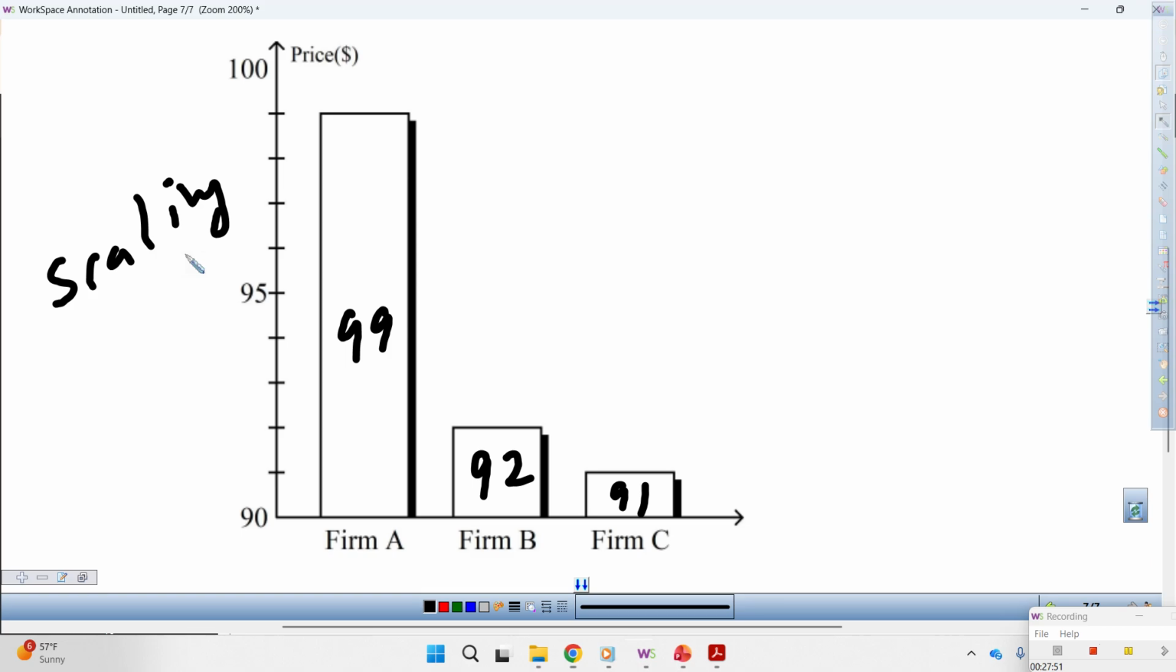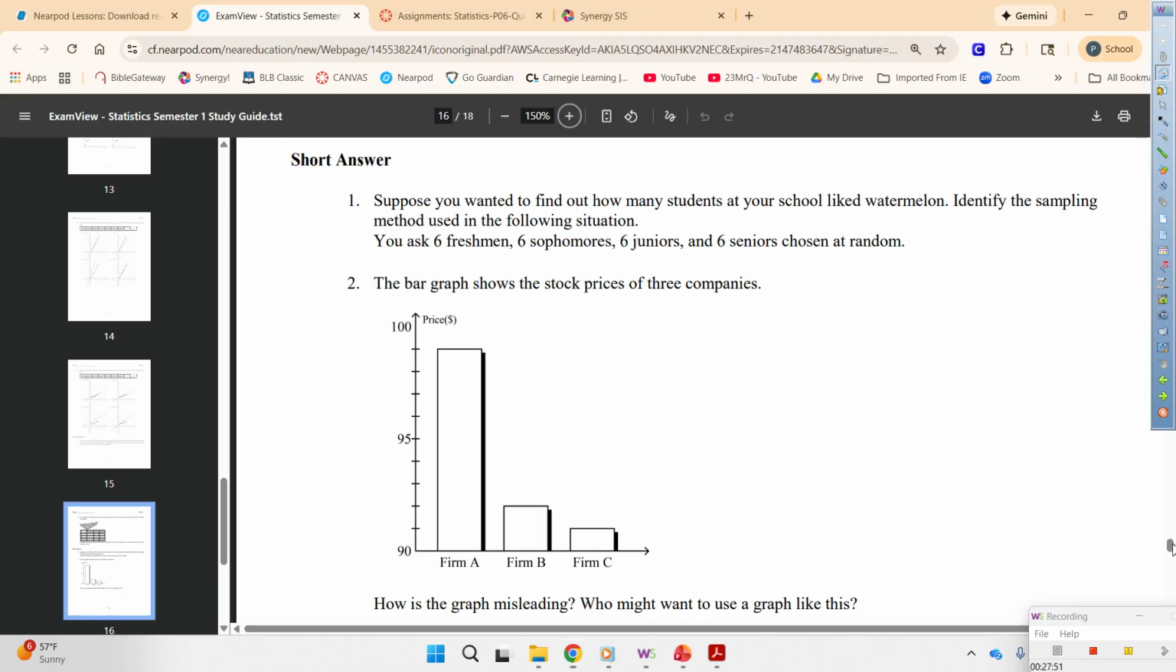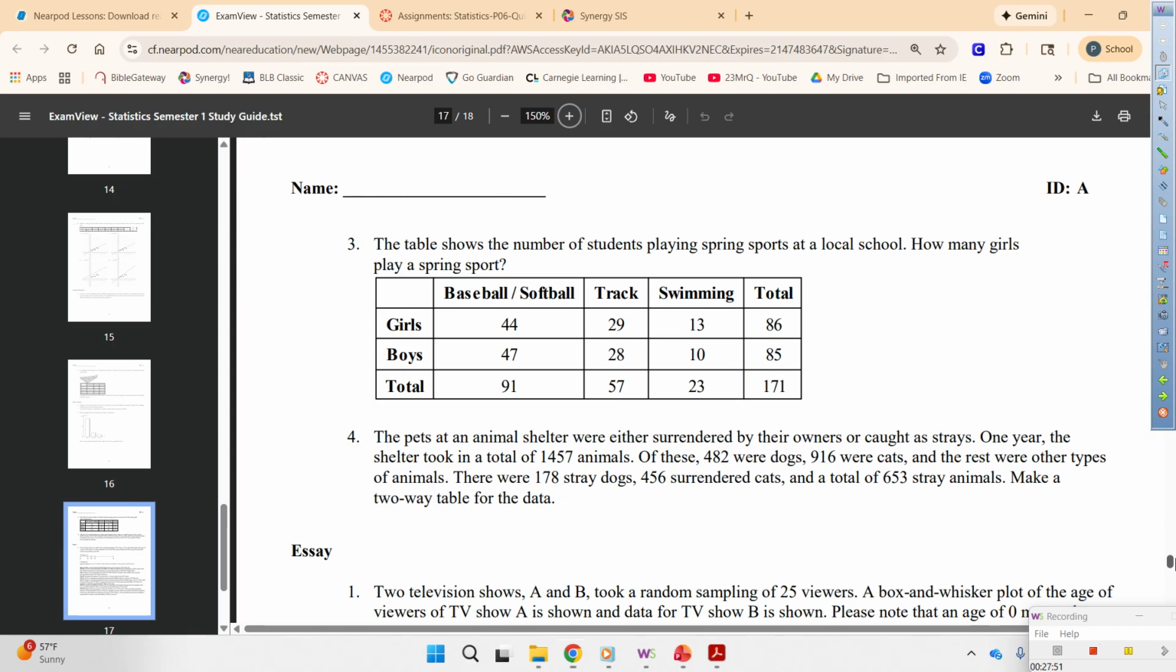So question, which firm out of the 3 do you think would use this graph for their benefit? Firm A, that is correct. Firm A would use it because it looks like they're the ones making the most money out of the 3. All right? How we doing? Good? All right, let's go to the next one.